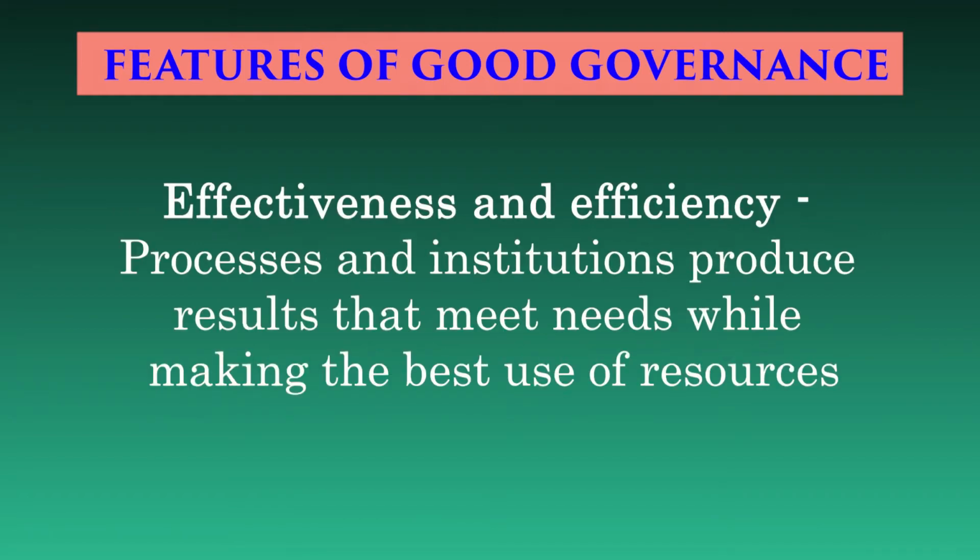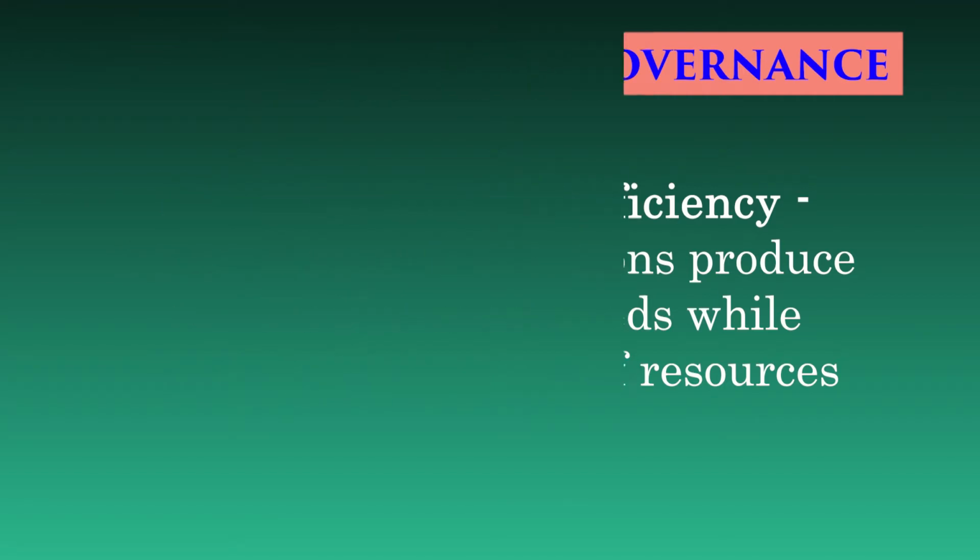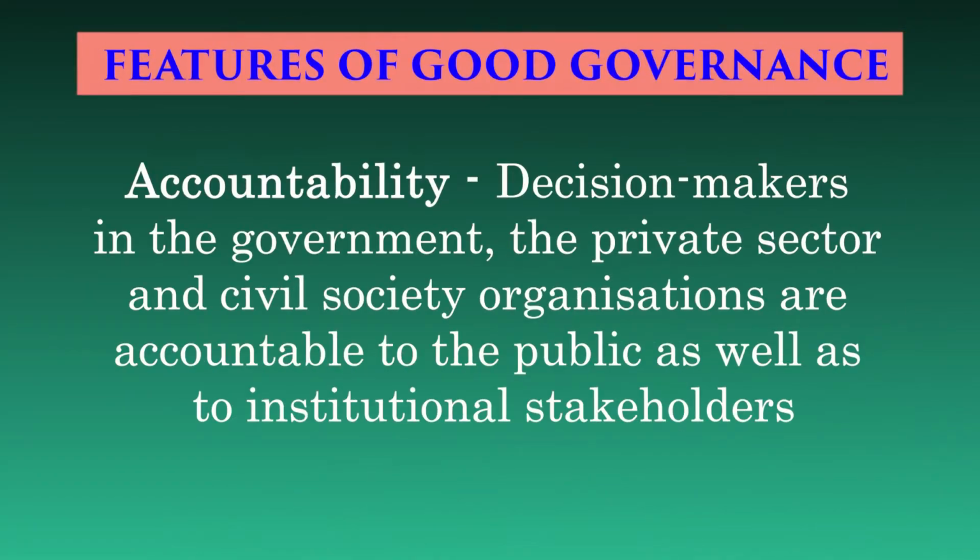Effectiveness and efficiency refers to government processes and institutions producing results which take into consideration the best interests of the society. Institutions should be effective in addressing the concerns of the citizens. There should be efficiency in implementing governmental policies. Accountability: decision makers in the government, the private sector, civil society should be accountable and answerable to the general public. Strategic vision.